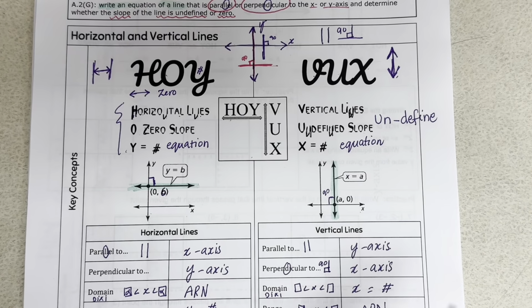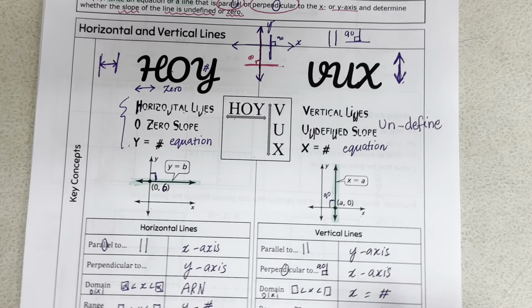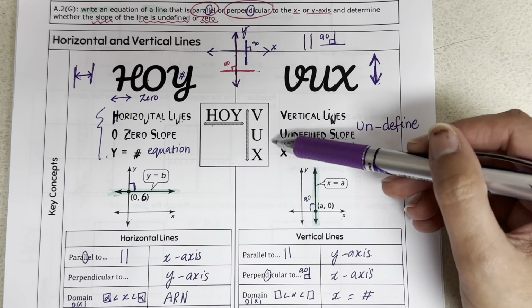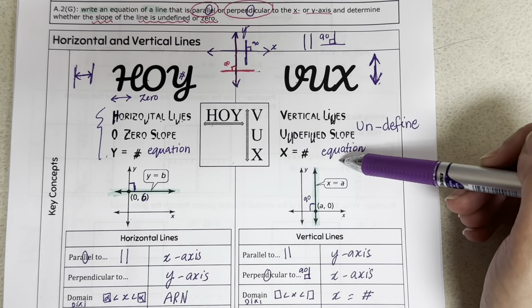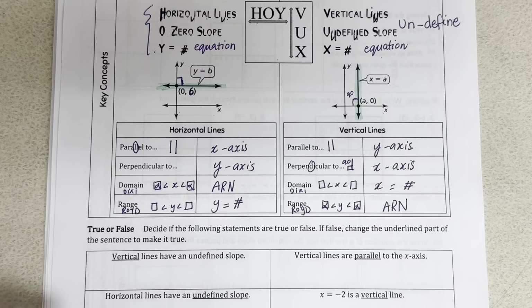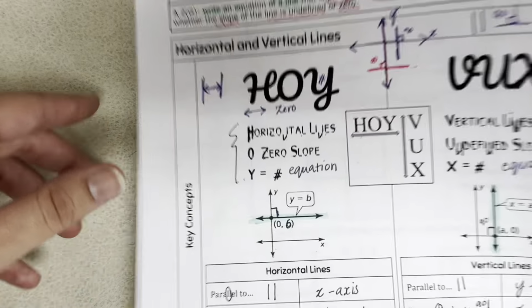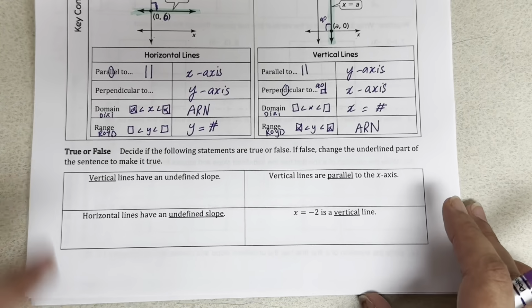On that side, just add that word. This would be the equation of that horizontal line. So anyway, two keywords, HOY, VUX. H, horizontal. O, zero slope. Y equals equation. V, vertical line. U, undefined slope. X equals equation. And that's it. That's all you need to remember, and that should help you with every single problem that involves horizontal and or vertical lines.